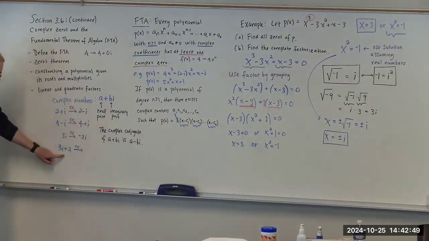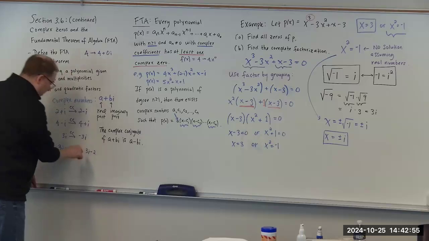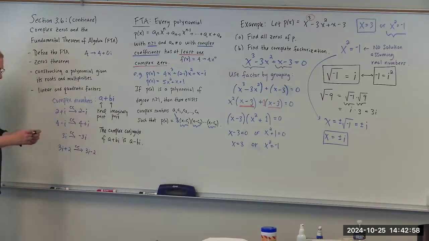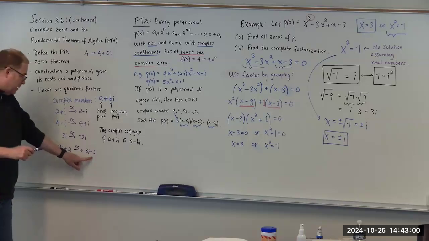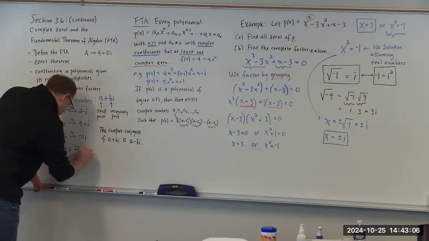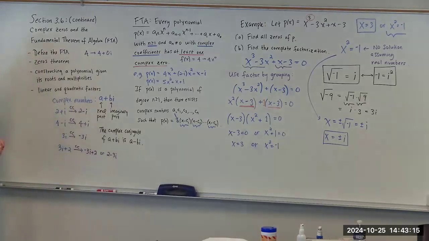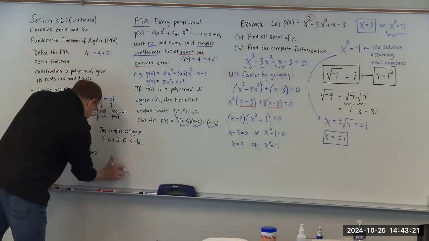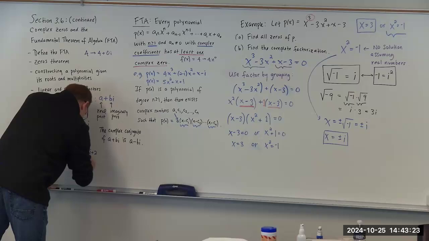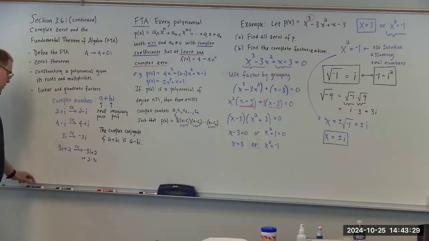So the complex conjugate is not going to be 3i minus 2. That's wrong. Remember, it's the sign that changes in front of i. So technically, the complex conjugate is going to be this, or you can write it this way. But the point is that the sign in front of i changes to the opposite value. So be very careful of that.